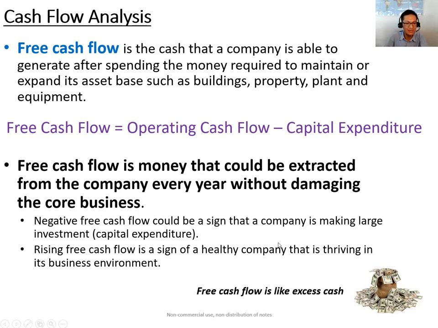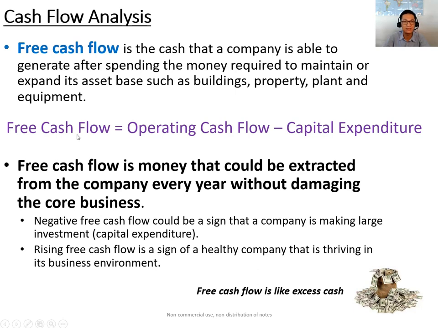If the company is making large investment or large capital expenditure, or in other words, the capital expenditure is more than operating cash flow, it means the free cash flow is negative. If the company is showing a rising free cash flow over time, it means the company is thriving very well in its business environment.